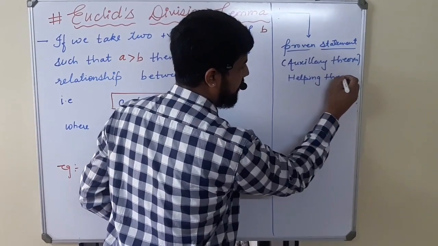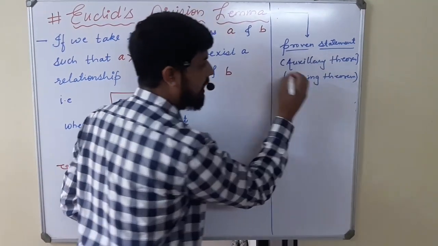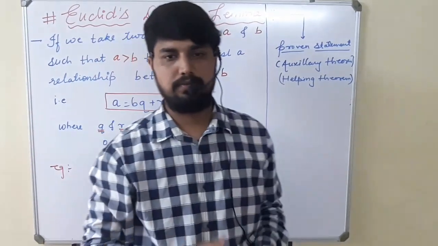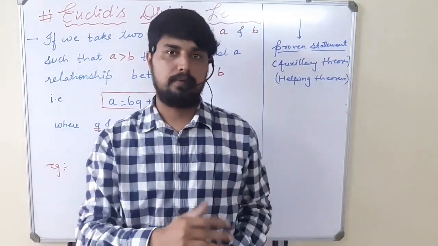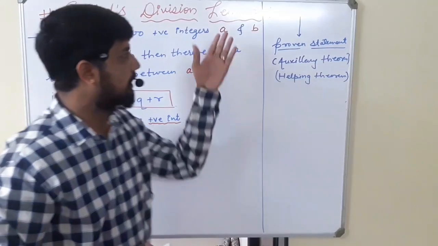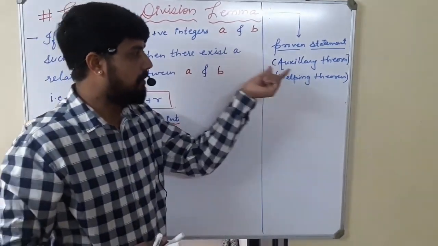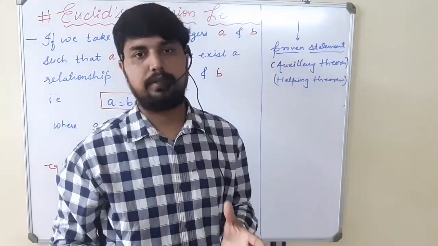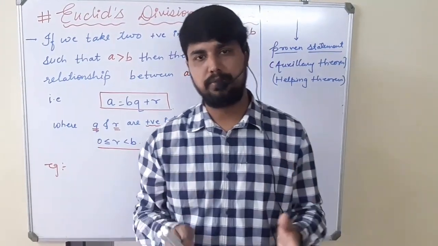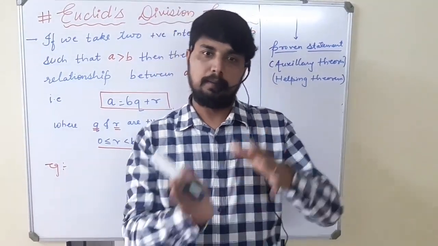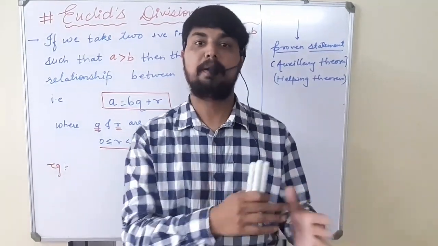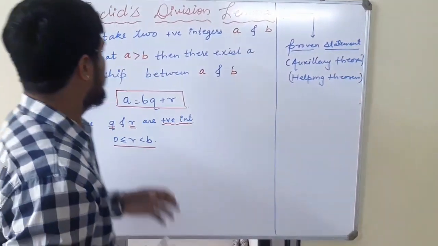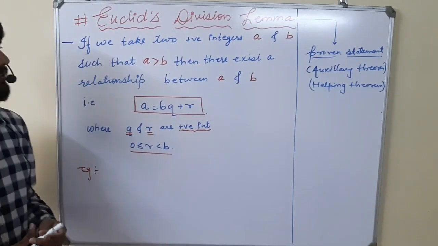Similarly, in our English language, we have helping verbs or auxiliary verbs which support the main verb. Similarly, in mathematics, we have a lemma. Lemma means auxiliary theorems, or helping theorems, which help in proving the bigger theorem or the major theorem. So now, let's start with the Euclid division lemma.